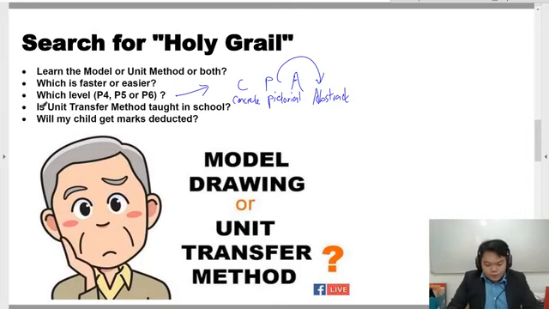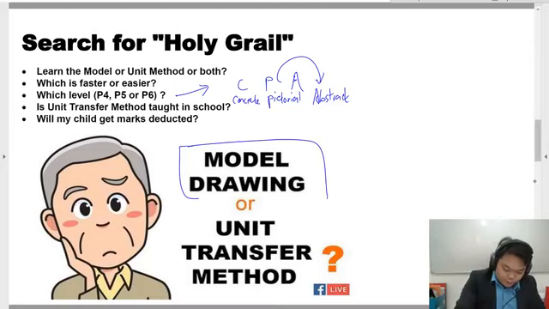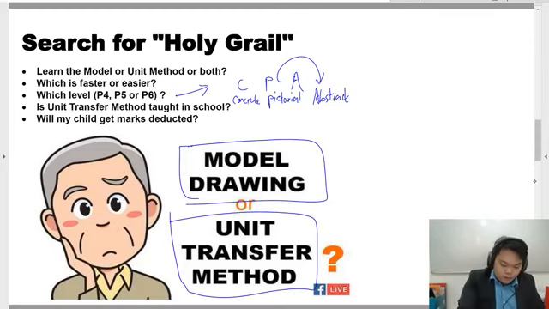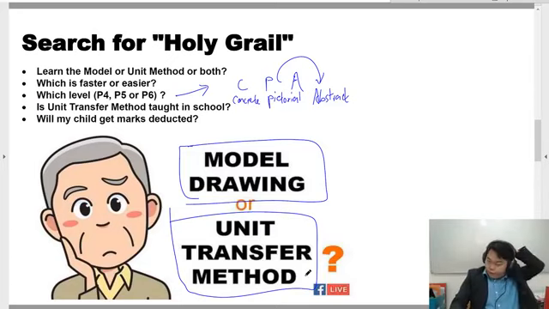Then next is the unit transfer method taught in school, and will my child get marks deducted? I'll answer all this later. And the one question that is on your mind right now is whether you should use model drawing or unit transfer method to solve these problems. Okay, so today I will show you some carefully illustrated examples of when, and describe when model is better, when UTM is better. General guidelines. Okay?